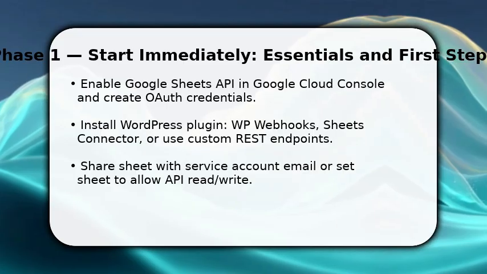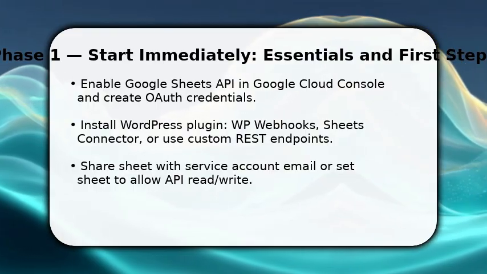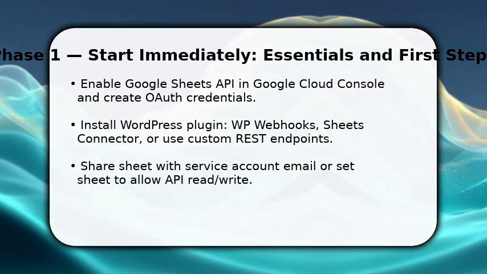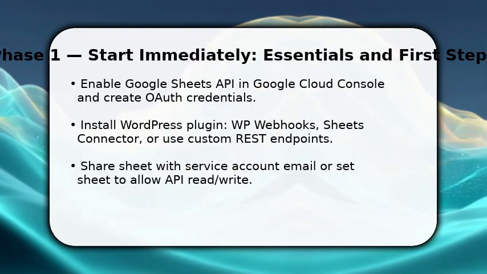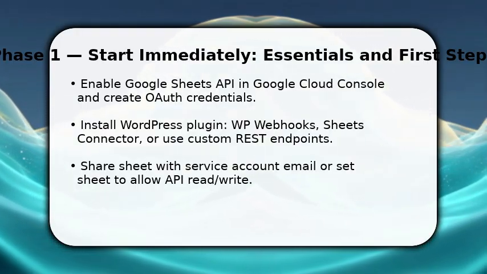Next, share the spreadsheet with the service account email or set an appropriate permission level. This is why the API can read and write. Finally, keep your client ID and secret handy, because you will authorize WordPress in the next step.